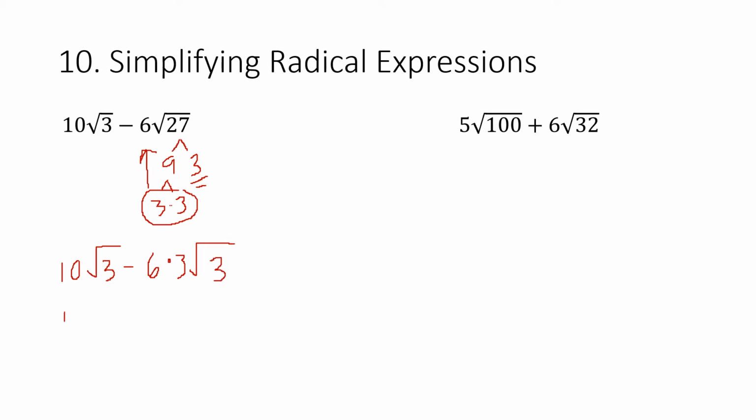So we can simplify this further. 10 square root 3 minus 6 times 3 is 18 square root 3. Now we have radicals that are alike and we can subtract. So 10 minus 18 gives us negative 8. And then we just bring down the 3. And you're all done with this one.